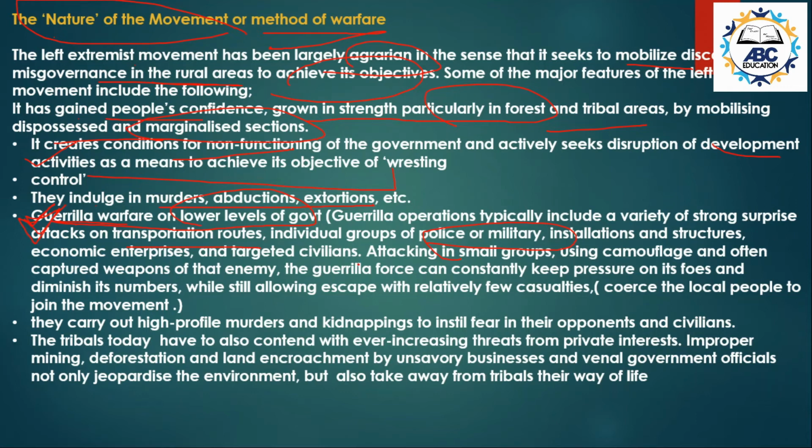Okay, and basically also the civilians के ऊपर भी ये carry out करते हैं guerrilla warfare, and they are doing this in order to minimize their casualties, because strong surprise attacks होते हैं and अपनी identity को छुपा कर ये attacks करते हैं, ताकि इनके जो casualties हो वो minimum हो और enemy की casualties ज़्यादा से ज़्यादा हो. And also what they are doing is they are forcing the local people of those areas to join their movement. Okay, and what they are doing next, they are also carrying out high profile murders and kidnappings. Okay, ठीक है, तो इन सारे means का use करके they are carrying out their agenda.